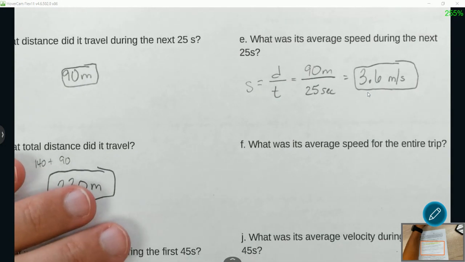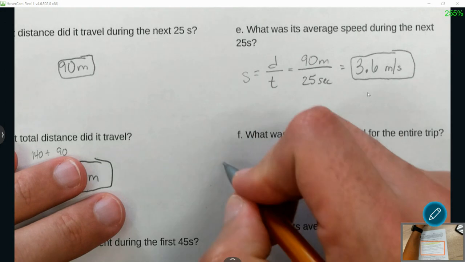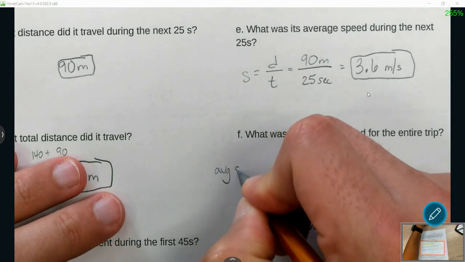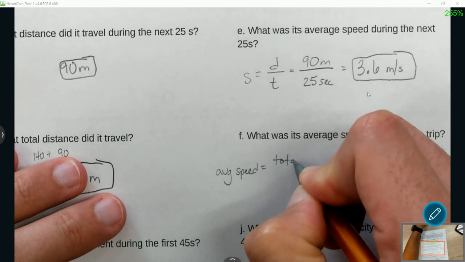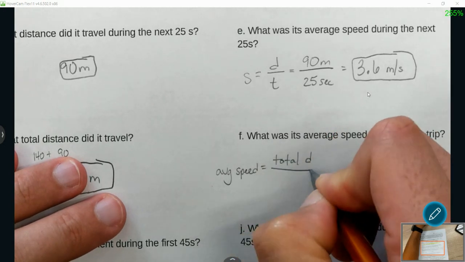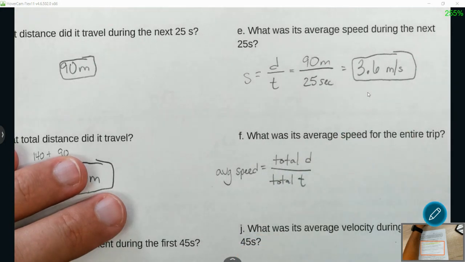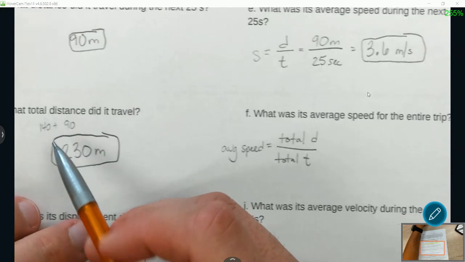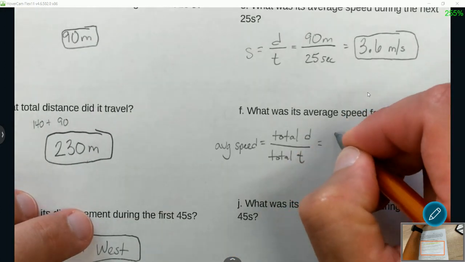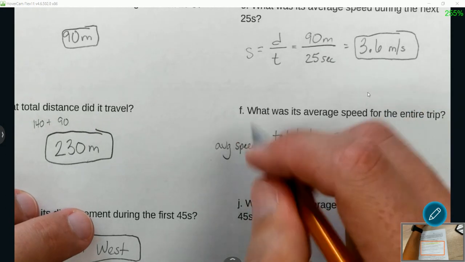Ooh, this is a good one. What is the average speed for the entire trip? So, average speed is your total distance divided by the total time. Well, we've already figured out the total distance, right? Over here was 230 meters. But what is the total time?